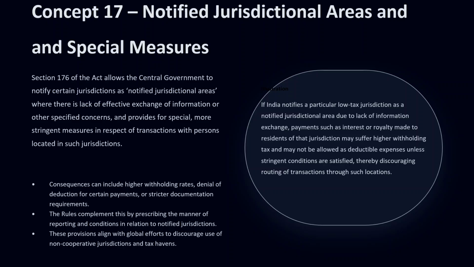If we see a small example here, suppose a low tax jurisdiction is notified because it does not have an adequate exchange of information mechanism with India. So payment of interest or royalty from India to entities resident there may attract higher TDS rates, and the Indian payer may be denied deduction of such payments unless it can satisfy the rigorous conditions laid down in the Act and the rules, thereby discouraging basically the use of non-cooperative jurisdictions. So this is the concept of notified jurisdictional area.